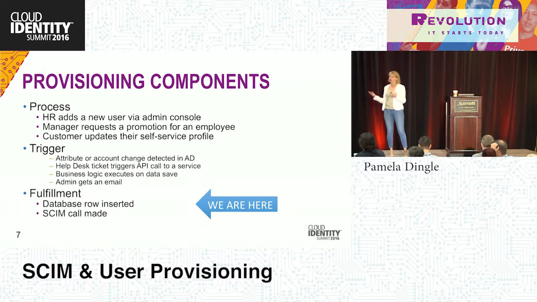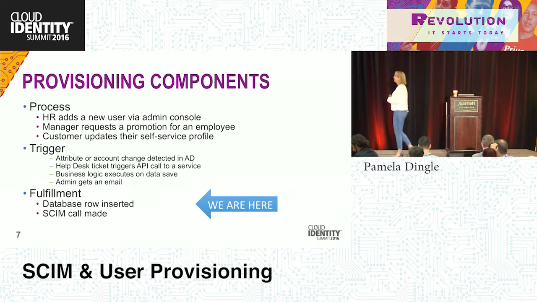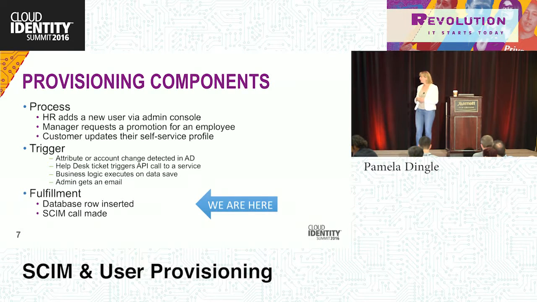So as an example, a process might be that a user goes in and fills out a self-service name change form on their intranet because they've gotten married and they've decided to take on their husband's or a significant other's name. That would be the process. The trigger is probably the submission of that form, although it also might be the approval by the user's manager. And then the last piece is really what we're going to try and dig into today, which is the fulfillment.